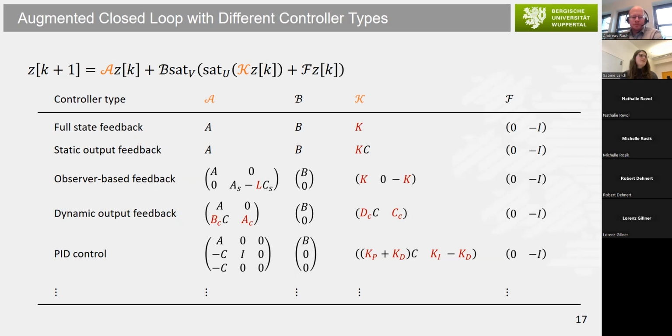But if we would have, for example, uncertainties in B, then this would lead to a problem here, because B and K are then in a bilinear combination, and then we would have to deal with that.